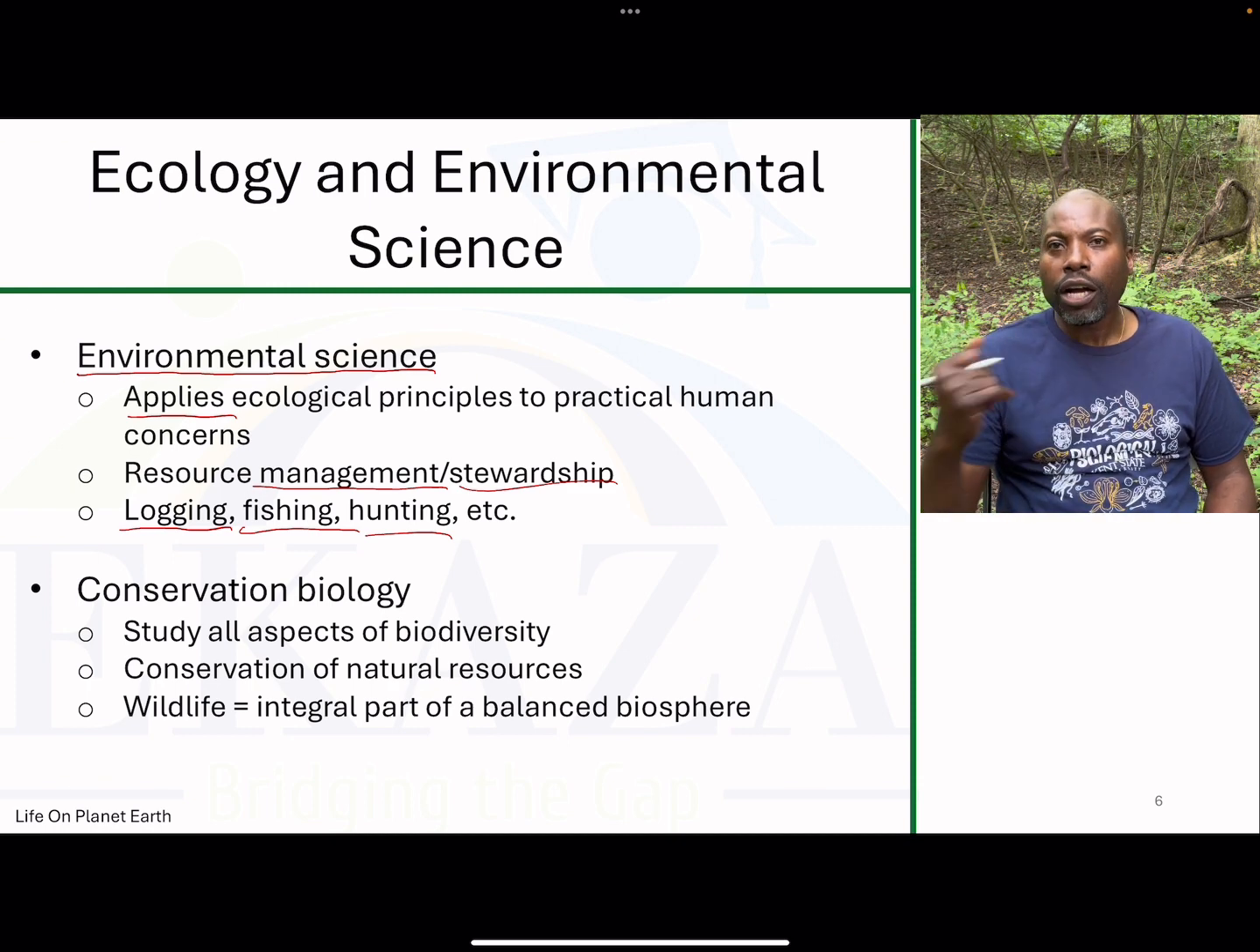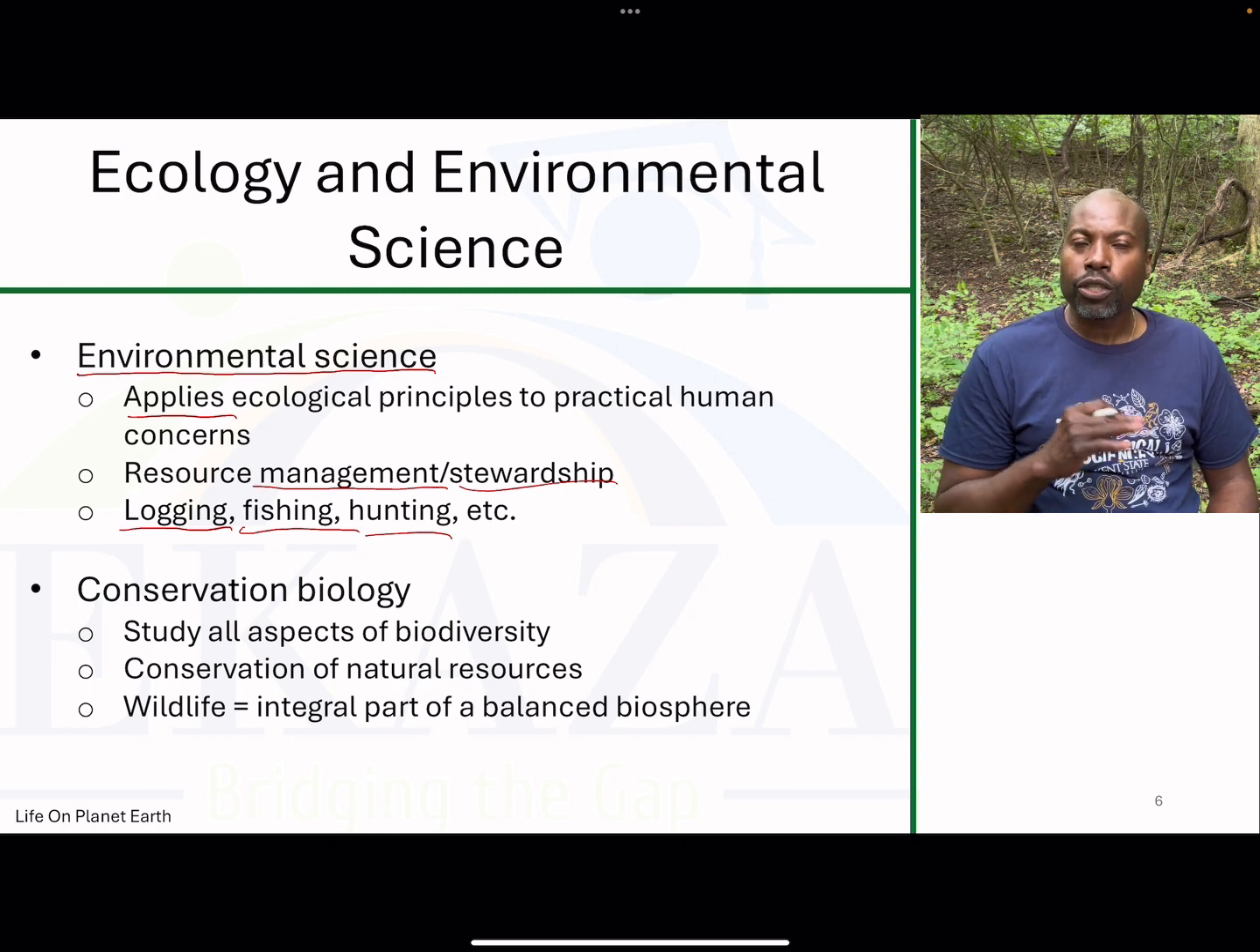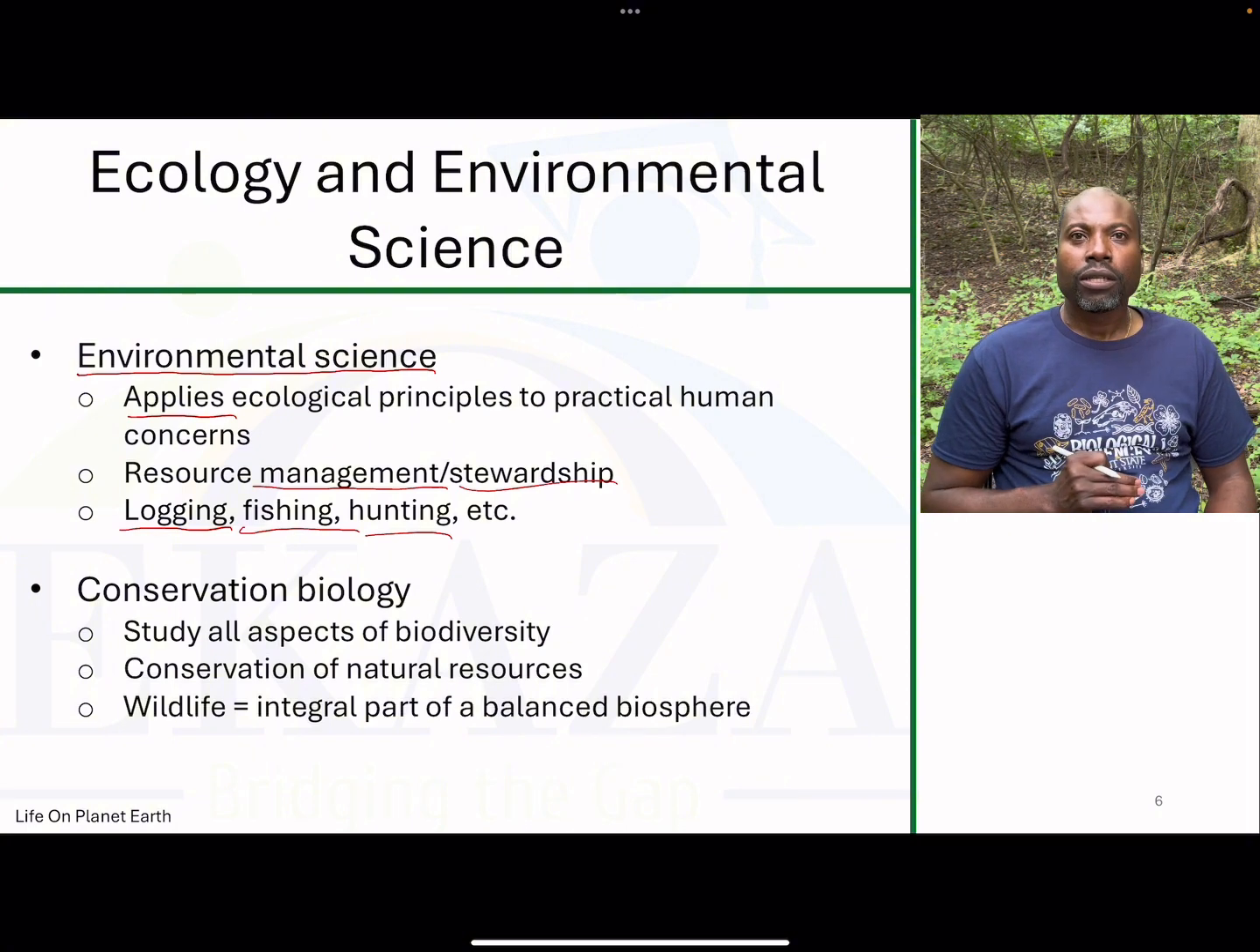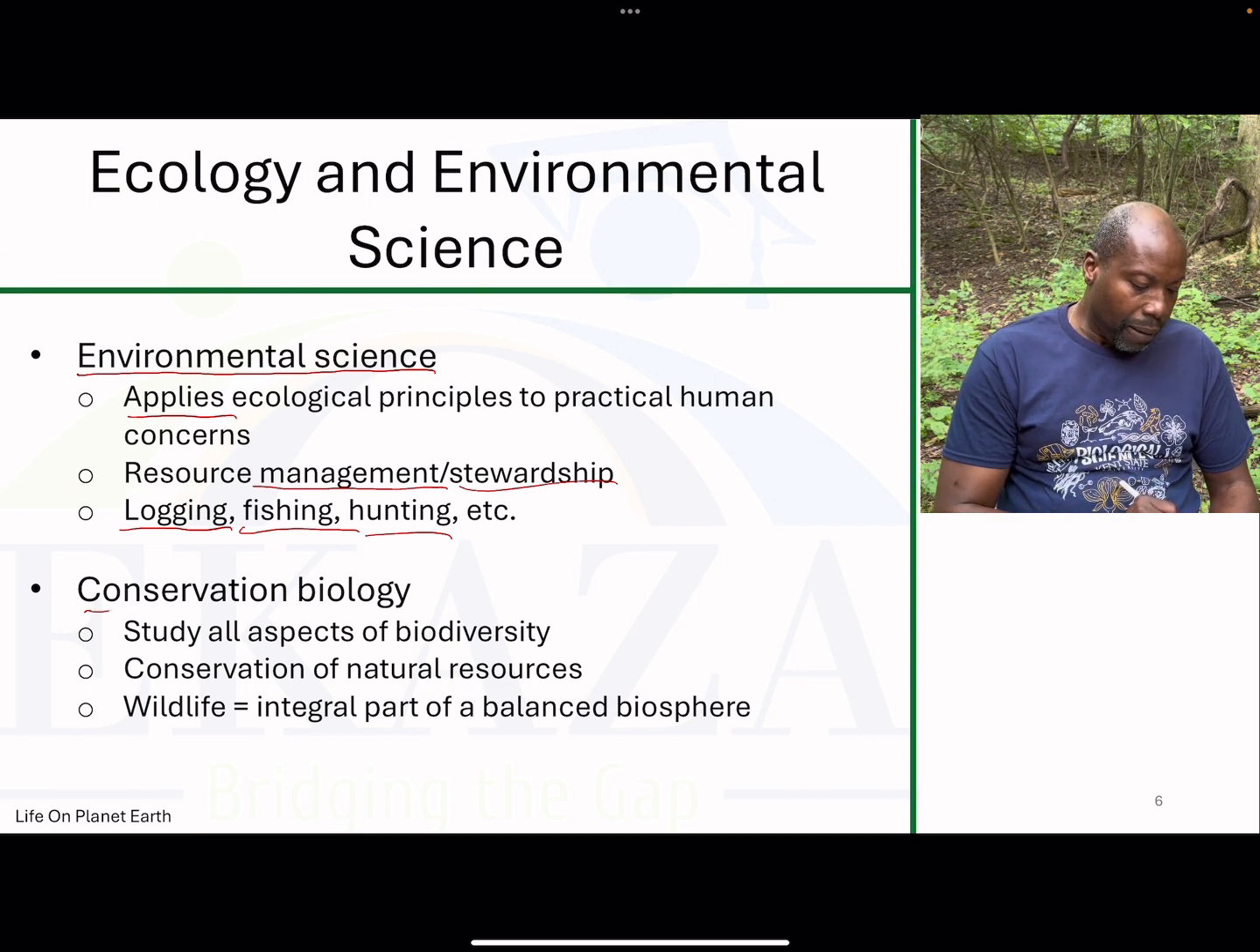When are we going to hunt deer, right? Are we going to hunt them at all, right? How about ducks? How about boars, right? How about rabbits, okay? And then we have conservation biology.